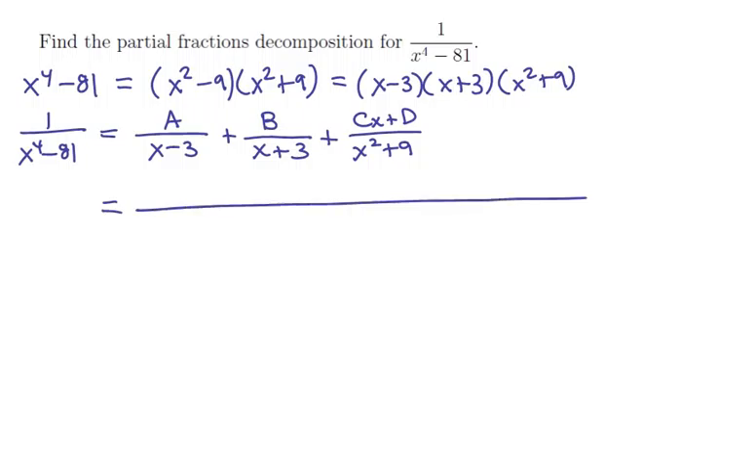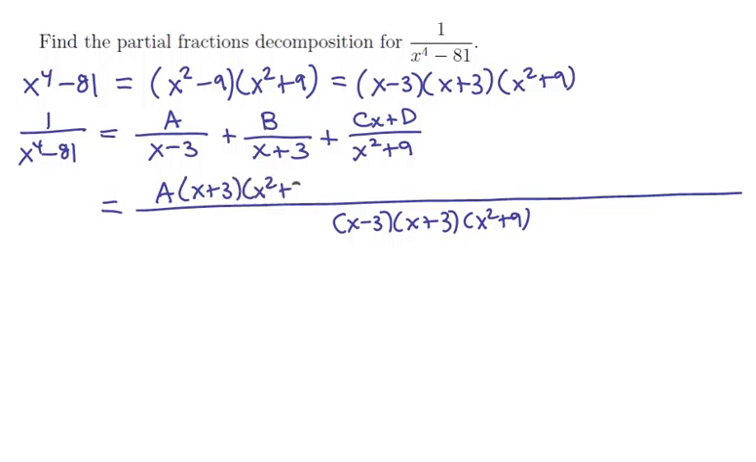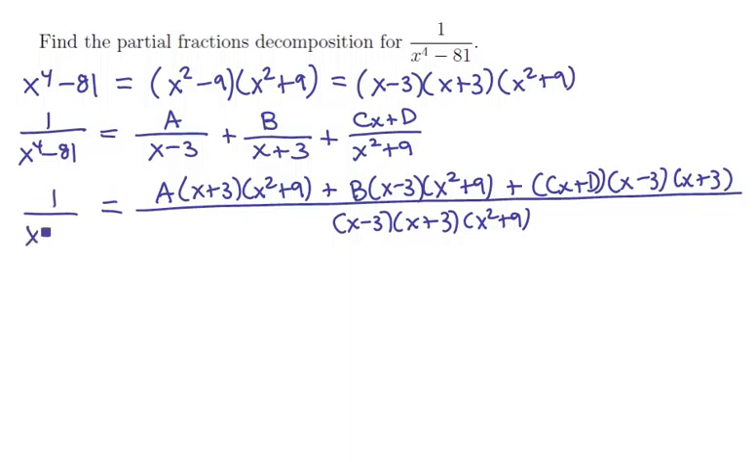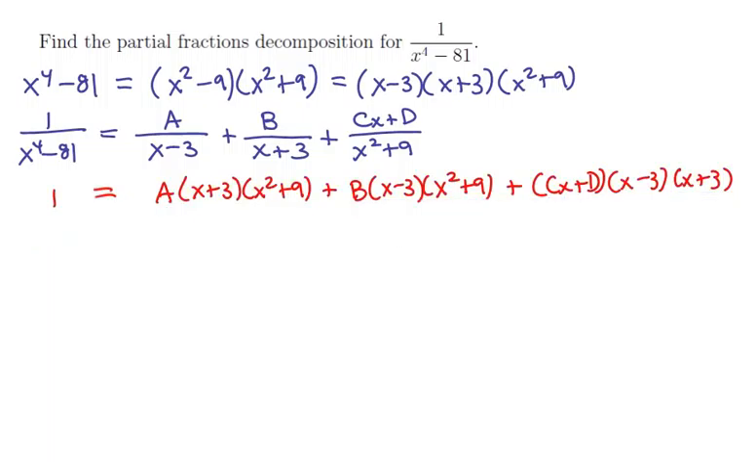Now to work out these four coefficients, we need to put everything on a common denominator of x minus 3 times x plus 3 times x squared plus 9. The first term requires an x plus 3 and an x squared plus 9 to be on the common denominator. The second term requires an x minus 3 and an x squared plus 9 to be on the common denominator. And the third term, Cx plus D, requires an x minus 3 and an x plus 3 to be on the common denominator. So we have this giant expression here, which is equal to 1 over x to the fourth minus 81. Since the two fractions are equal and the denominator is the same, we can focus on the numerator.